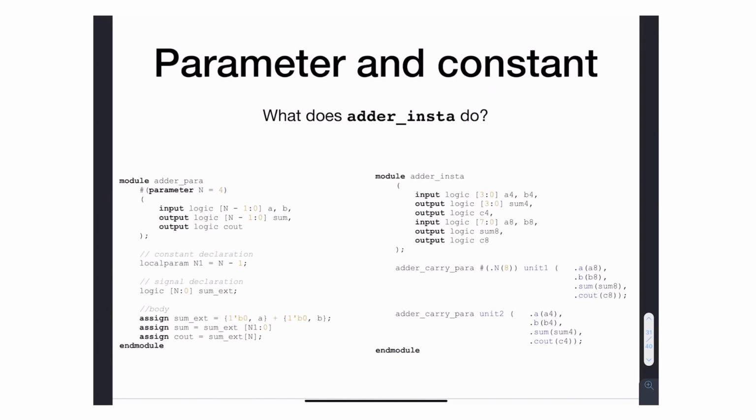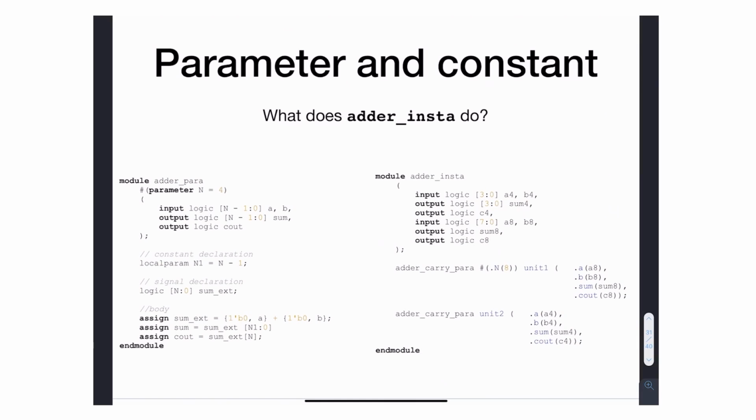So in these slides, I want to explain what a parameter is and what a constant is and the differences between them. Parameters are very useful in creating something scalable. So you probably have figured out what this is. It just sums 4 bits, or just sums N bits. This is just an adder, basically, a parameterized adder.